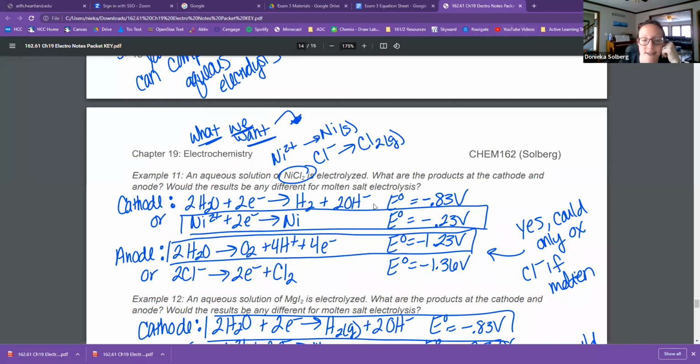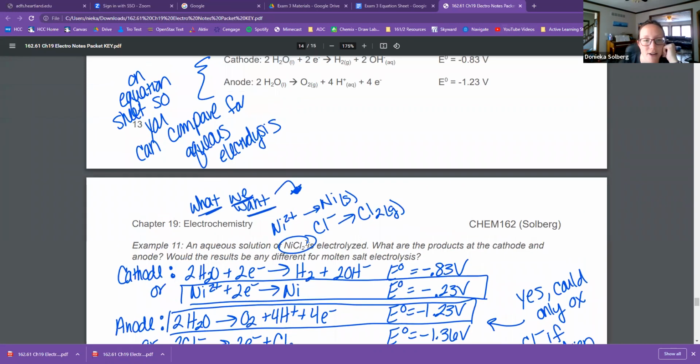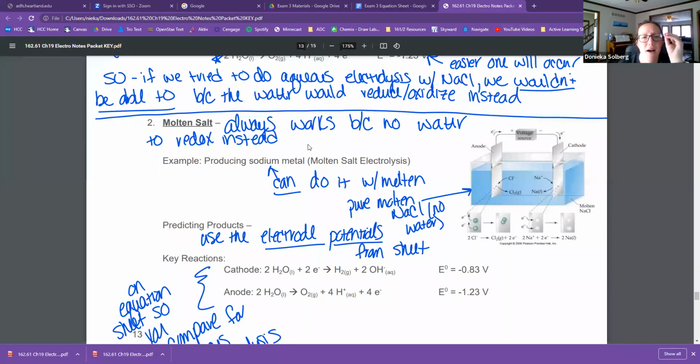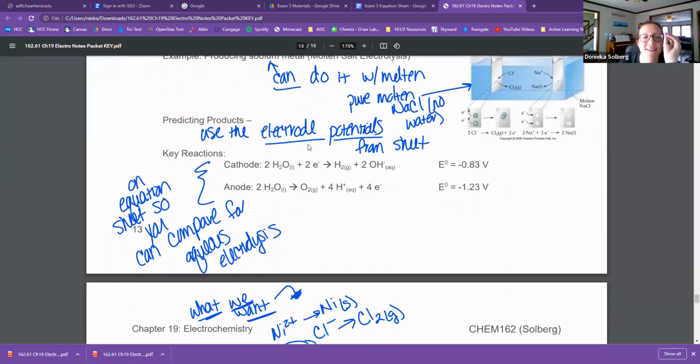I just realized that this is incorrect, so I'm going to have to go in and fix it. But essentially, I have the wrong water equations, right? If you actually look at the ones above, the cathode should be negative 0.83. Wait, it is. And the anode is negative 1.23. I apologize. This is right. It's the equation sheet that's wrong. So I need to relabel the equation sheet.